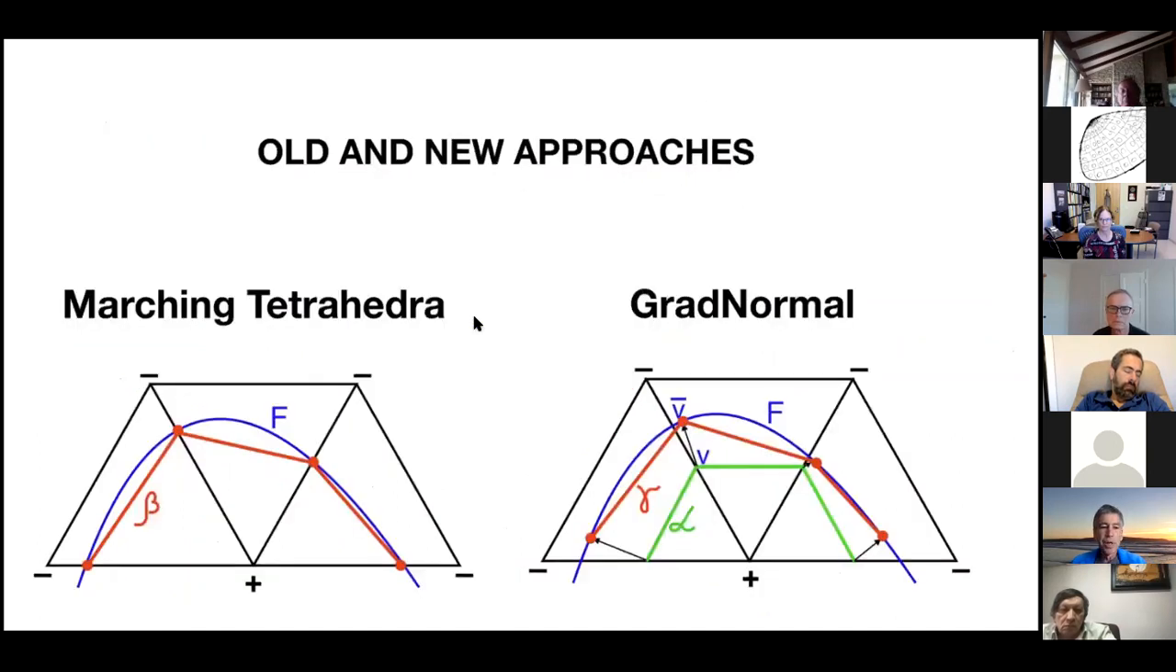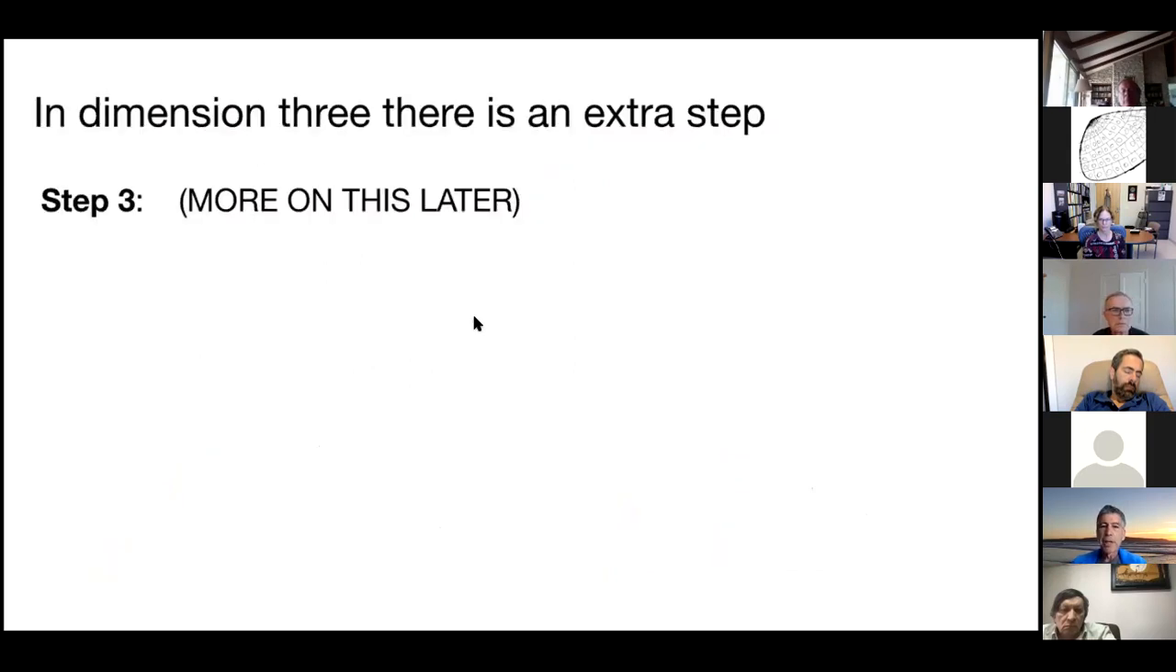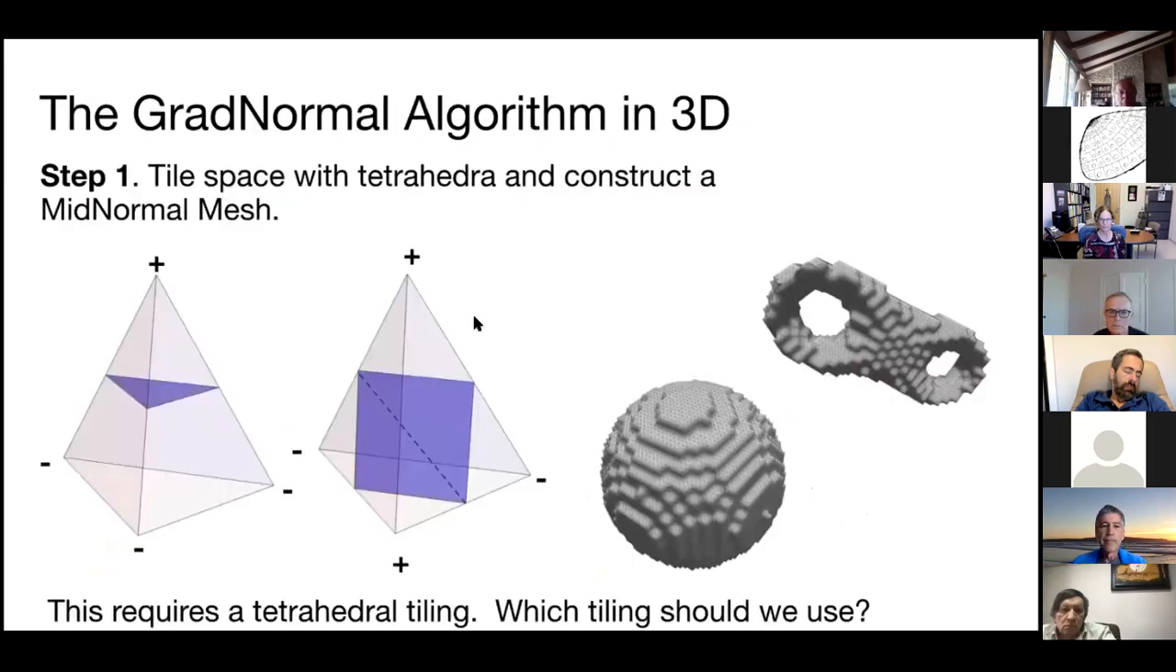The old approach just takes vertices where a curve intersects triangle edges and constructs the corresponding polygon. And this new approach takes the midpoint edges and then does a closest point projection. Now, in dimension 3, there's going to be an extra step, which I'll talk about later. So now I want to move to dimension 3.